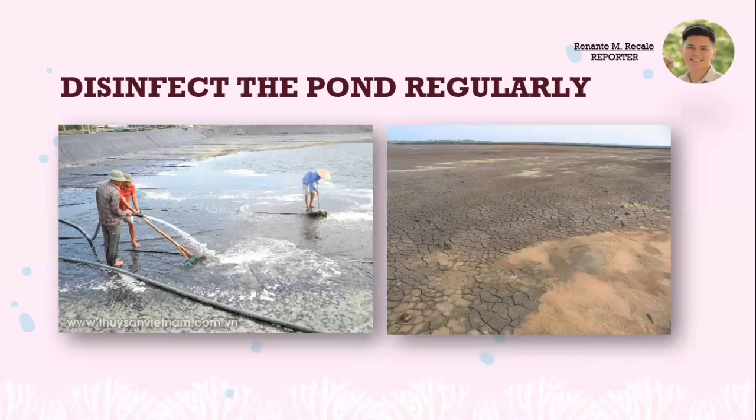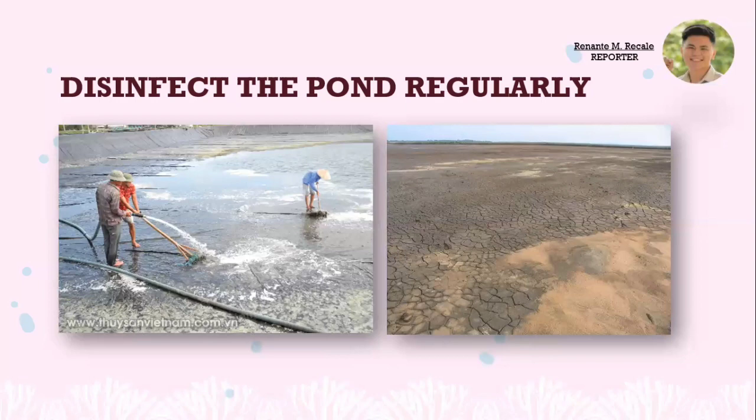Drying oxidizes harmful chemical substances, especially sulfides, and facilitates mineralization of organic matter. So why is it necessary to dry the pond until the soil cracks? Make sure that the pond soil is dried every time the pond is harvested.